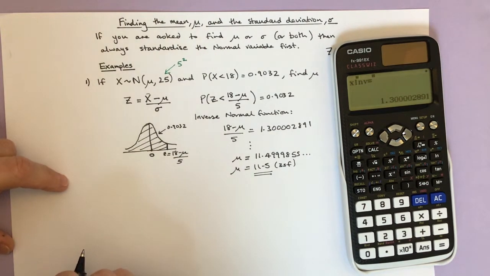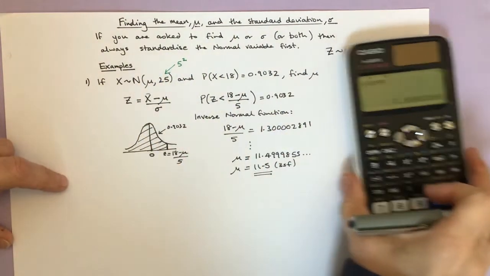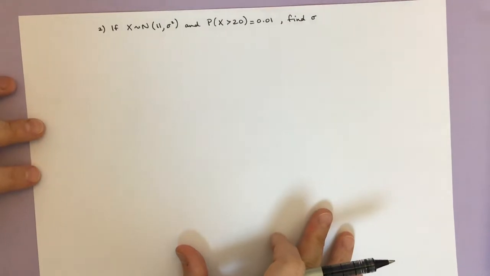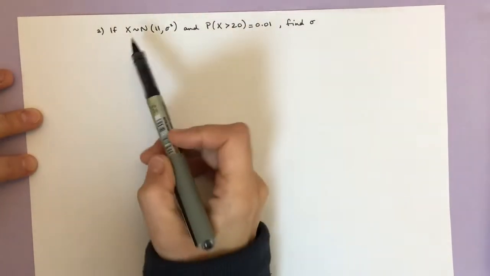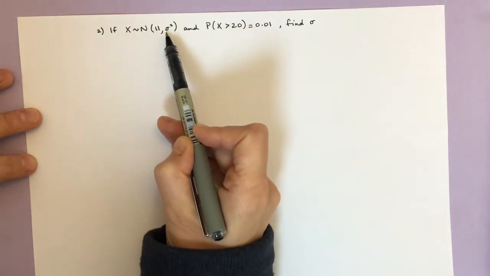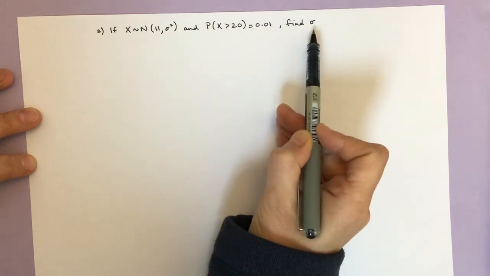Example 2 then, now we're going to have a look at finding the standard deviation rather than the mean. So it's just the same sort of question, but just the other way around. So let's have a look at doing a question like that. So there's our question. If x is normally distributed with a mean mu, standard deviation sigma, and the probability that x is greater than 20 is 0.01, find sigma.